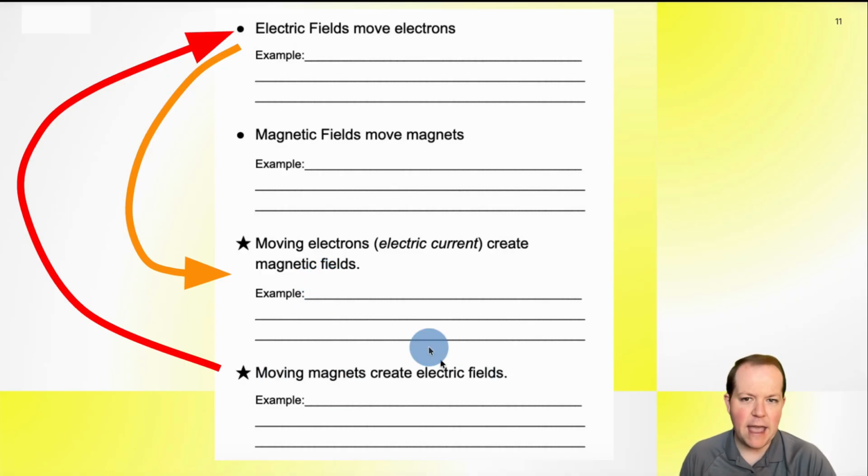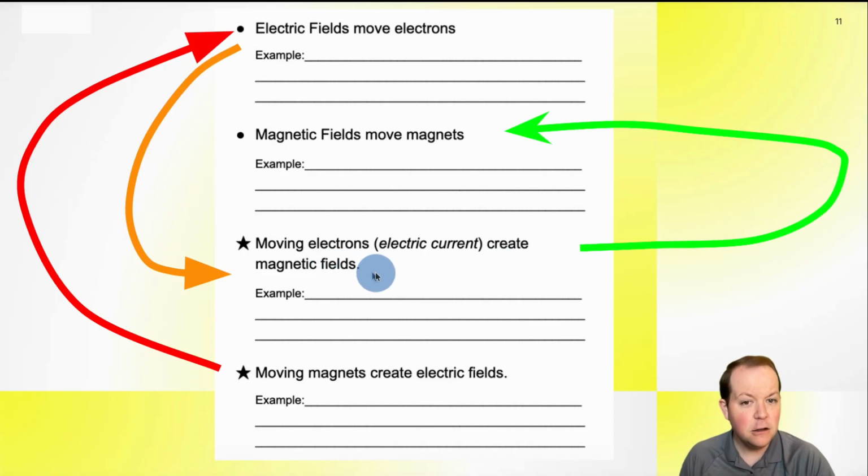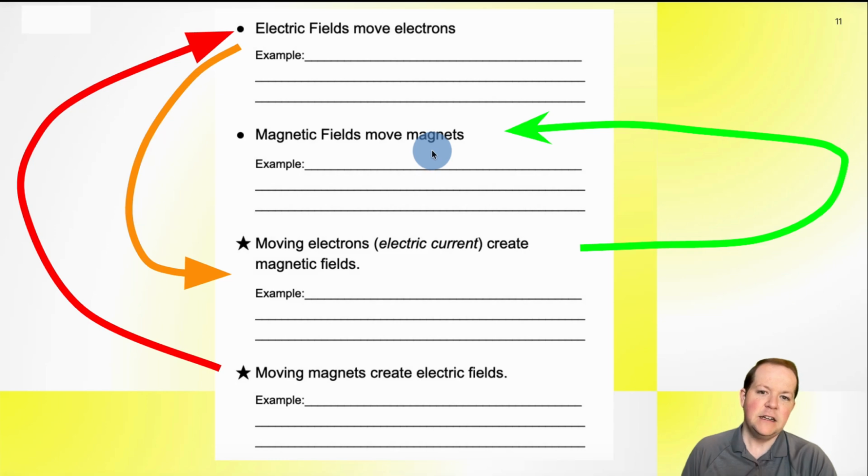Moving a magnet will create an electric field. That is going to cause electrons to move, and moving electrons are going to create a magnetic field. So moving a magnet does this, this does this. This is going to cause a magnetic field to be generated. And what happens when I create a magnetic field? Well, a magnetic field will then move a magnet.